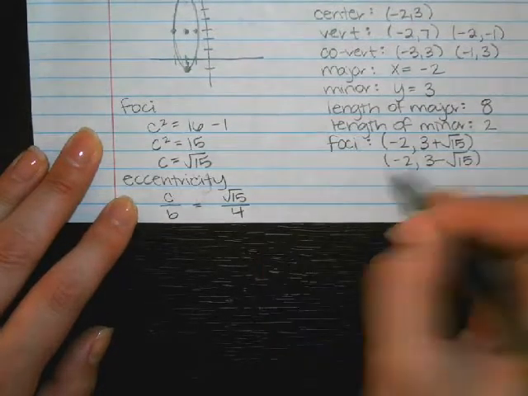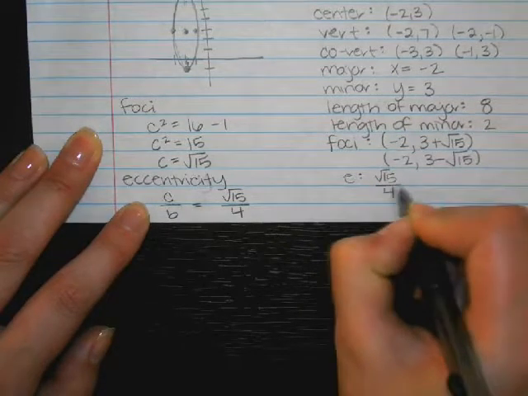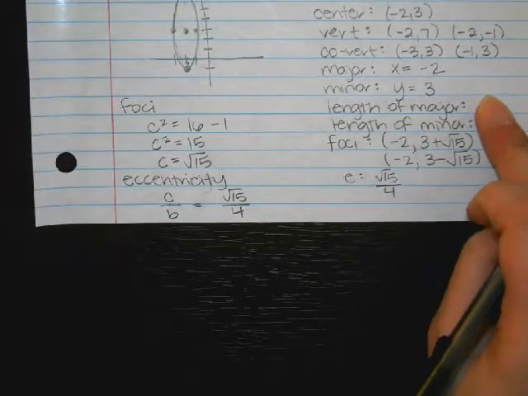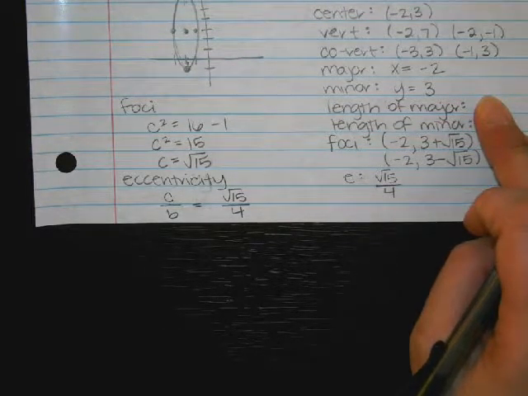All right. So we can go ahead and say that eccentricity is square root 15 over 4 and call it good. So those are all the different things we could possibly find.